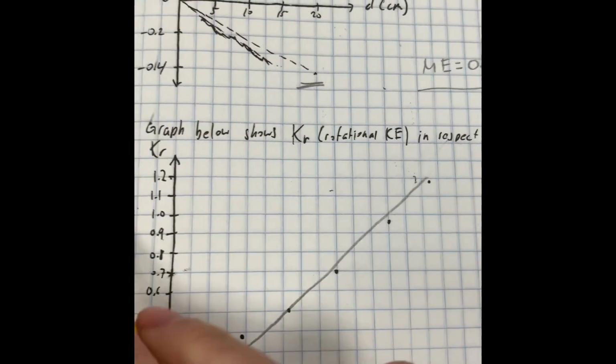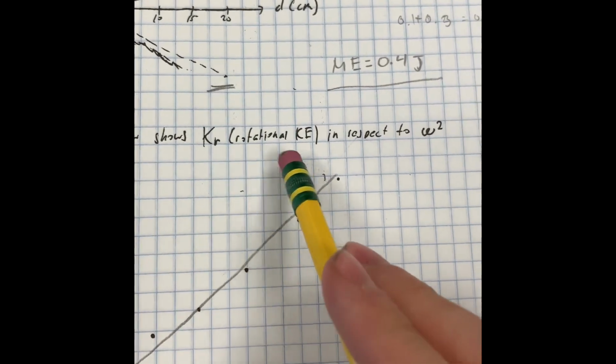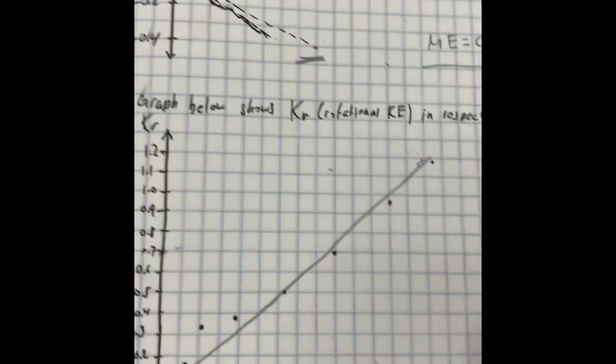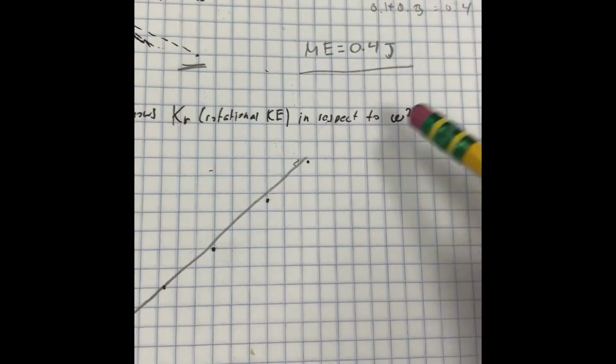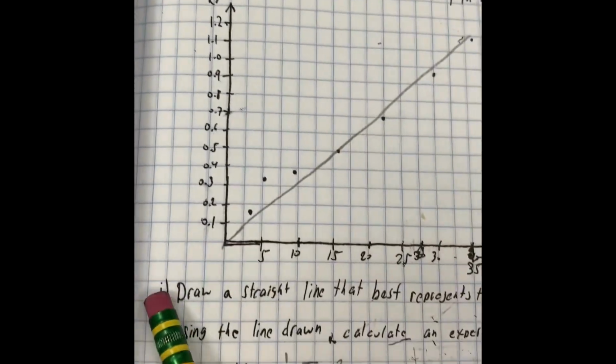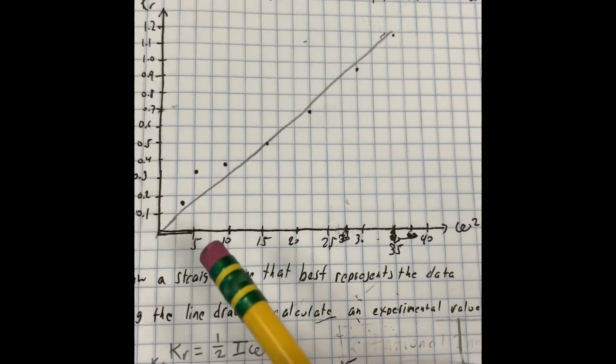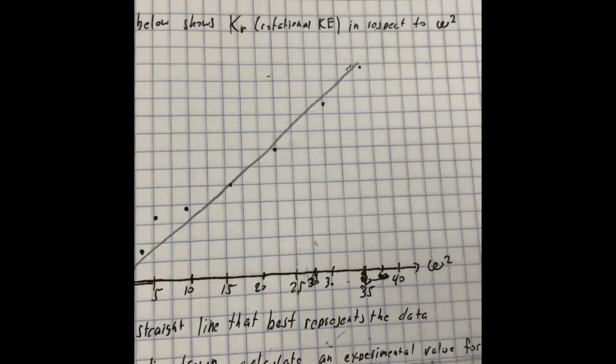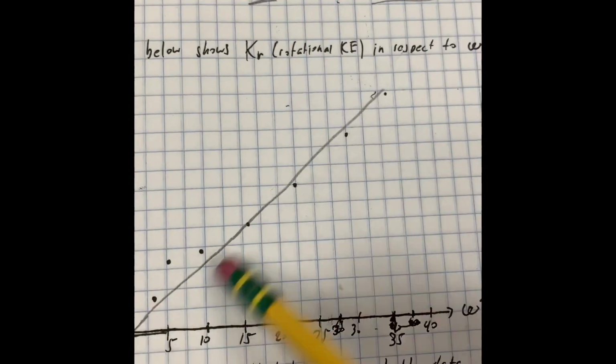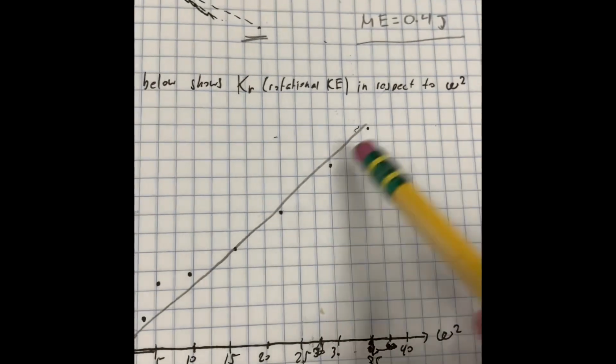In question 4, it gave the graph below shows the rotational kinetic energy with respect to omega squared, omega being the rotational velocity. And so the first part it asks is just draw a straight line that best represents the data. So a line of best fit. It doesn't have to be entirely the same. So this is what I just used.